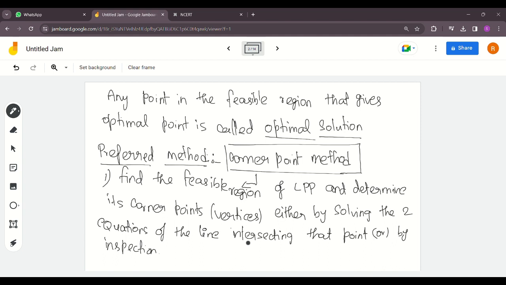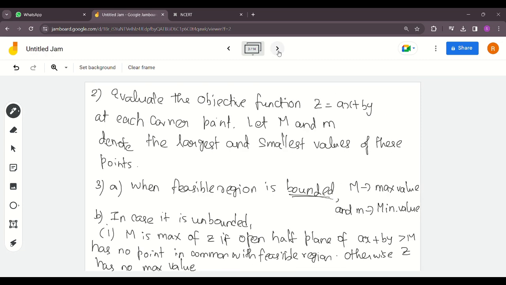That value of x and y is nothing but the point of intersection. Also you will have to take the constraint values and find the values by inspection. Inspection is otherwise called the trial and error method. By using both trial and error and the point of intersection, you need to draw the values given, and that particular region will be the feasible solution. Based on the feasible solution, you need to substitute to find which is the maximum point or the minimum point. So evaluate the objective function Z equals ax plus by at each corner point. Let capital M and small m denote the largest and smallest values of this function.